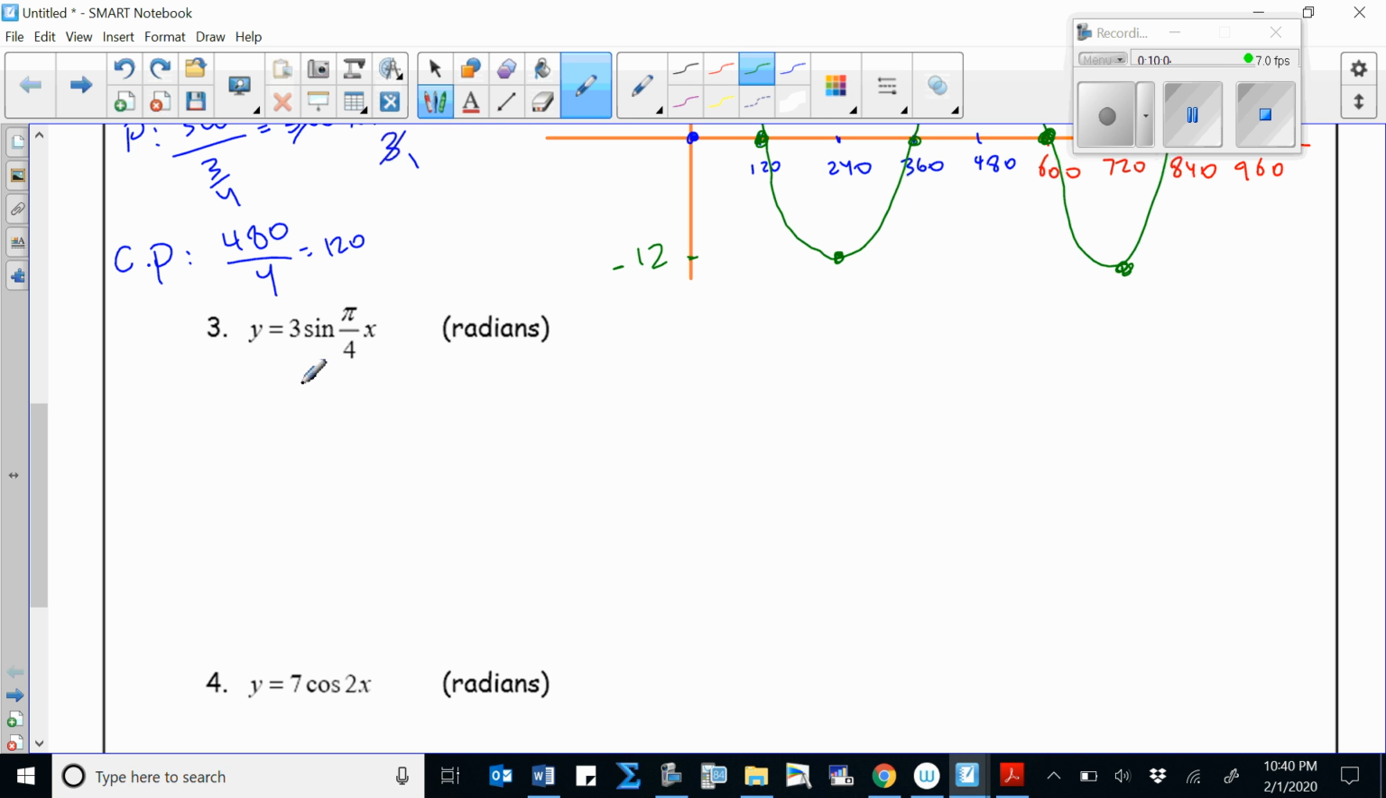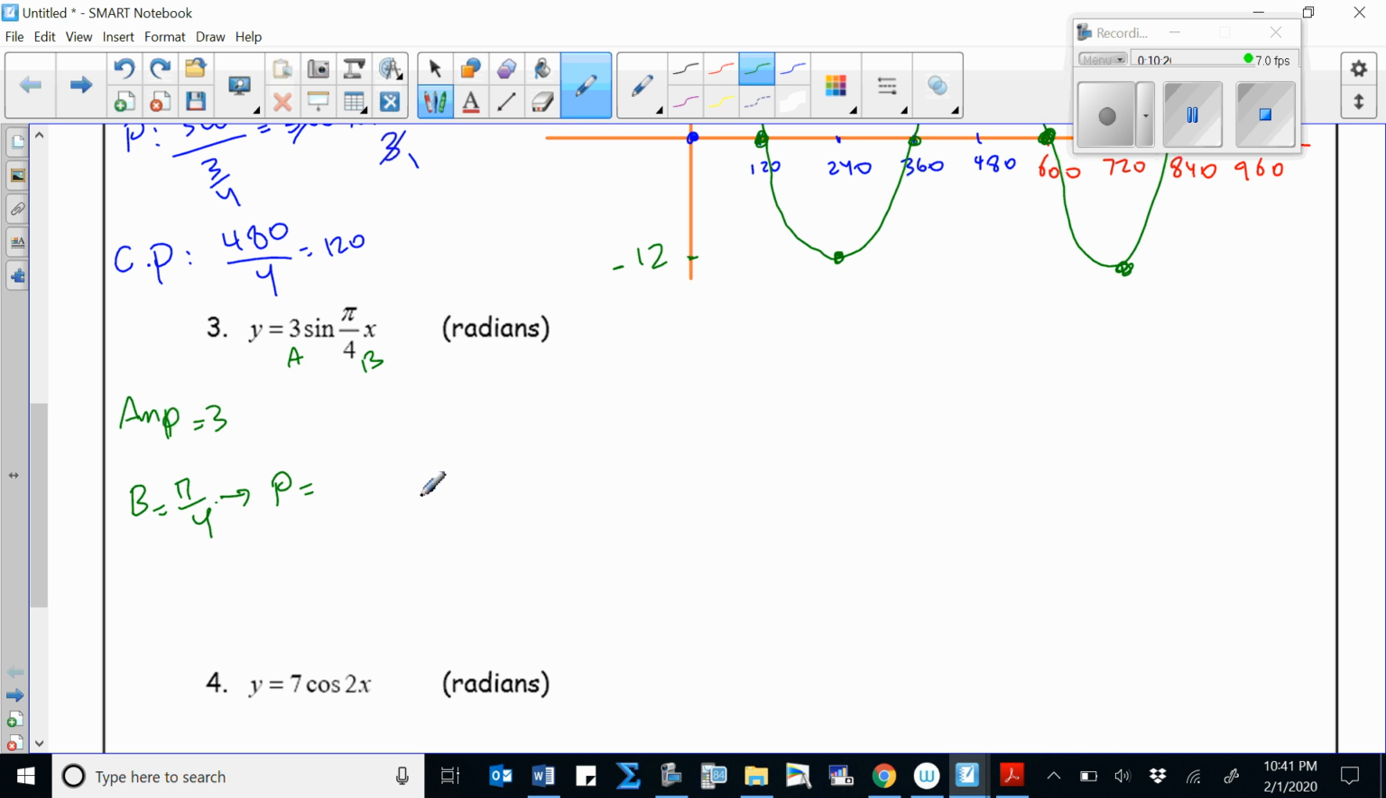I'm going to do one more for you, which is done with radians. For this one again, 3 is the a value and pi over 4 is the b value. So the amplitude of the function is 3. Just simply we take this as the amplitude. And then the b value is pi over 4.